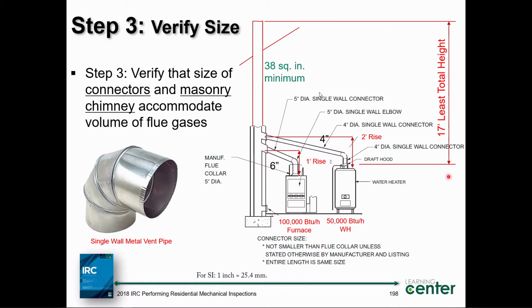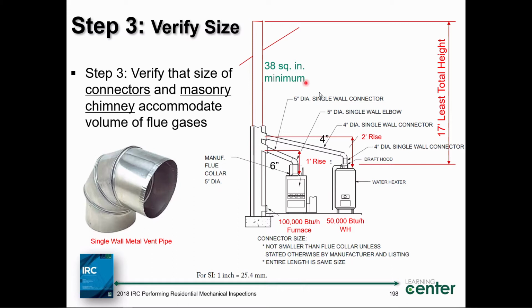This is 17 foot. We measure it from the highest appliance. This is the lower appliance. This is the highest appliance with respect to the connector. We take it from the highest appliance and go all the way up to the top of the vent, not the termination cap, the top of the vent or the chimney. That is 17 feet. Okay? Materials are single wall metal pipe, clay liner, and a chimney. We figured that, okay, it's 38 square inches minimum.